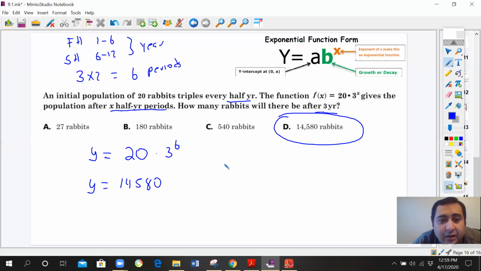All right. So that's basically today's lesson. We're just doing growth and decay and substituting values for x, knowing our domain and range, asymptotes as well.